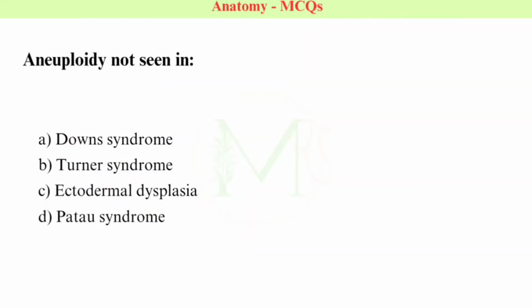With this, now let's get back to the question. Aneuploidy is not seen in. Down syndrome is trisomy 21. Turner syndrome is 45X, there is absence of one sex chromosome. And Patau syndrome is trisomy 13.